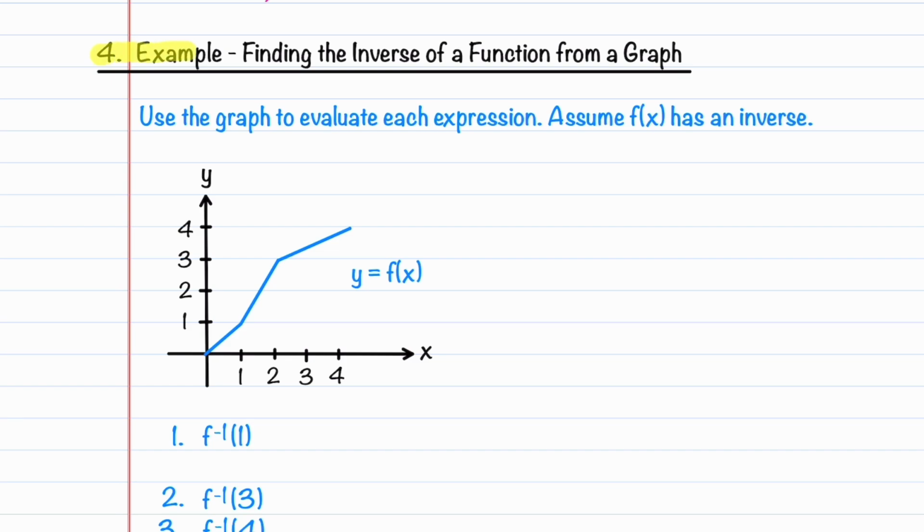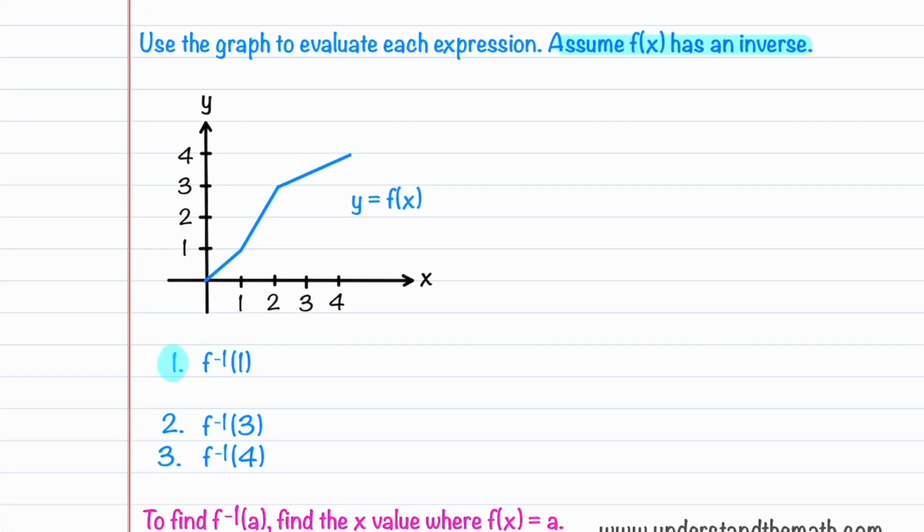Let's now do an example where we're going to find the inverse of a function from a graph. Just as in the previous example with the table, we're going to assume that our function has an inverse. Let's go down here and do our first example. Our first example says we want to evaluate f inverse of 1. That means we want to find the x value, and I have this written down here at the bottom. We want to find the value where f of x or y is equal to 1. So let's trace this over, and that's going to be this point right here. And that happens where x is equal to 1.